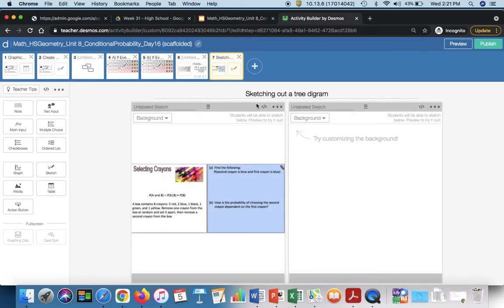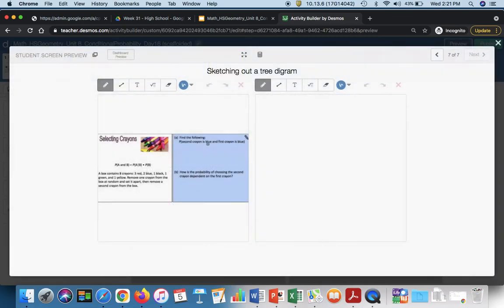And then my last idea here, and this was on illustrative mathematics. This is from illustrative mathematics. If I take a look at this question and I take a look at B, how's the probability of choosing a second crayon dependent on the first crayon? Sketching out a tree diagram to give this one a visual, right? So I believe this one was 8 crayons, right? And I'm going to color coordinate using Desmos.